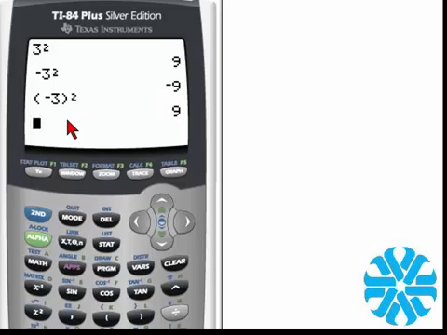So if you write -3 squared, and what you actually want is -3 squared, then you need to put the -3 inside parentheses and then square it. What that means is -3 times -3, which is equal to 9. Okay, so just pay attention to that.